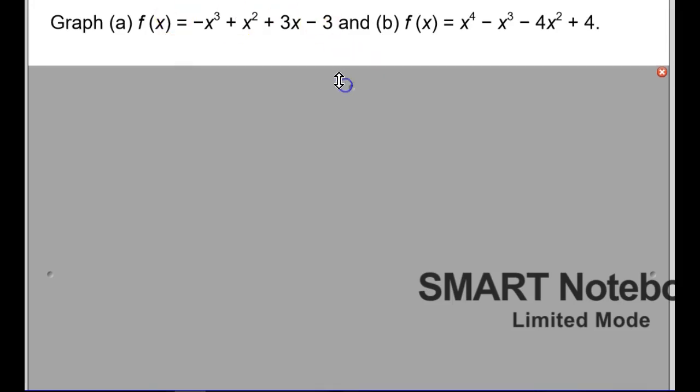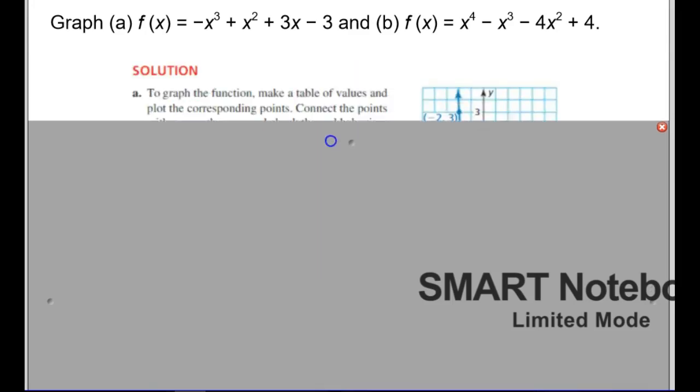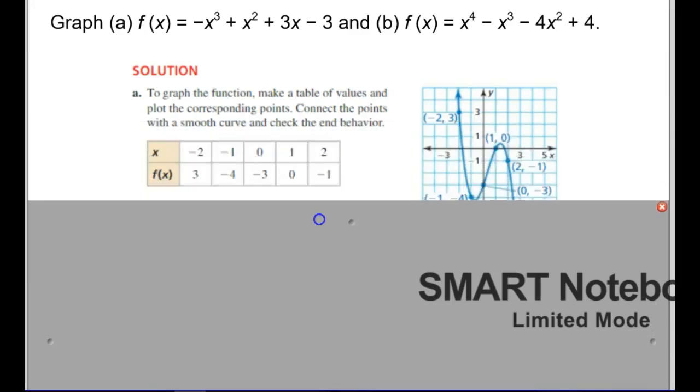So when we're graphing these polynomial functions at this point, we really just want to plot some points and then connect them. So the first thing we do is we make a table of values, and then we plot them, and then we plug those in. So anywhere I'd see an x, I'd plug in a -2 to come up with my f of x. Again, I'd plug in a -1, 0, 1, and 2.